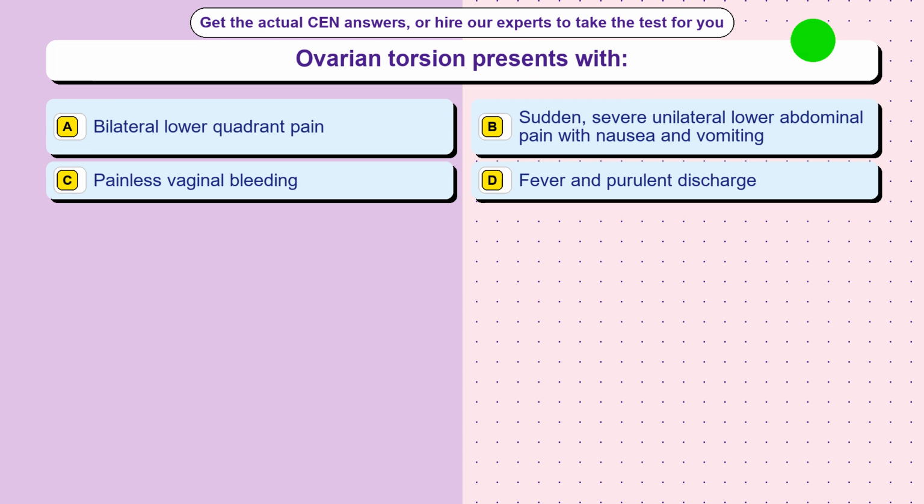Question 39. Ovarian torsion presents with: Option A, bilateral lower quadrant pain. Option B, sudden, severe unilateral lower abdominal pain with nausea and vomiting. Option C, painless vaginal bleeding. Option D, fever and purulent discharge.